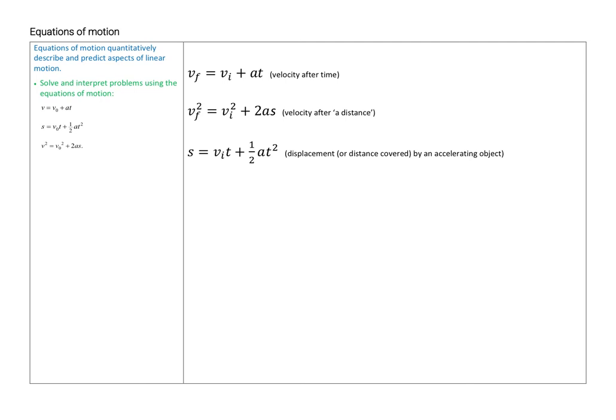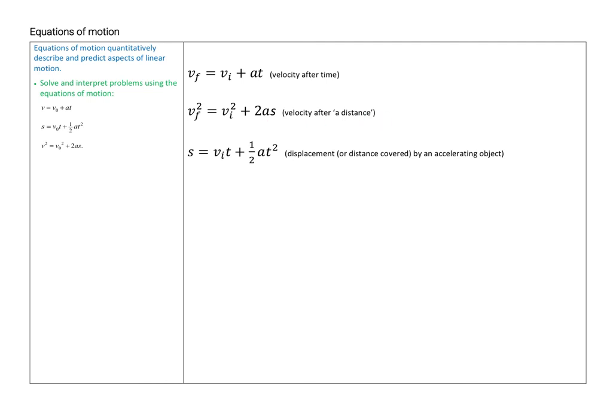So this formula lets us work out the velocity at a certain time if we know the initial velocity and the acceleration. The next formula is this formula here, Vf squared equals Vi squared plus 2As. So if you know the initial velocity of something and you know how far it's gone and the acceleration, then you can use this formula.